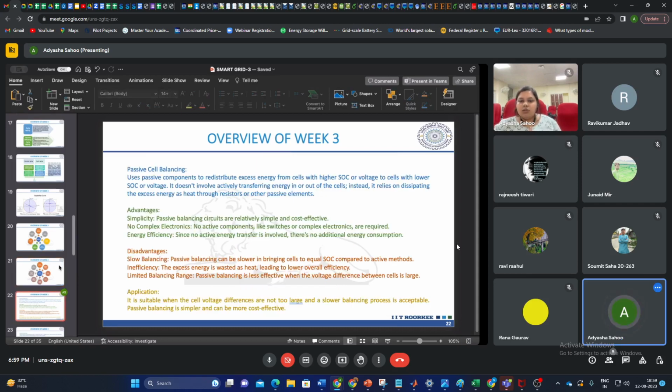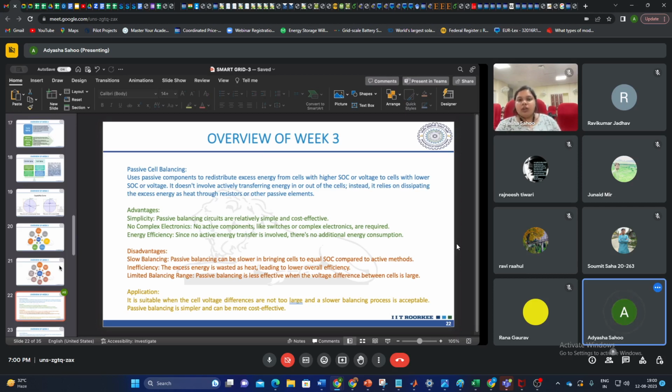So there are two types of balancing as you studied, passive and active. We'll go through them one by one. Firstly we have passive cell balancing. In passive cell balancing, it will try to redistribute the excess energy from the cells with higher SOC or higher voltage level to those with lower SOC or lower voltage. In the passive process, we are not actively transferring the energy in and out of the cells. Instead, we are dissipating this excess energy through resistors or other passive elements.